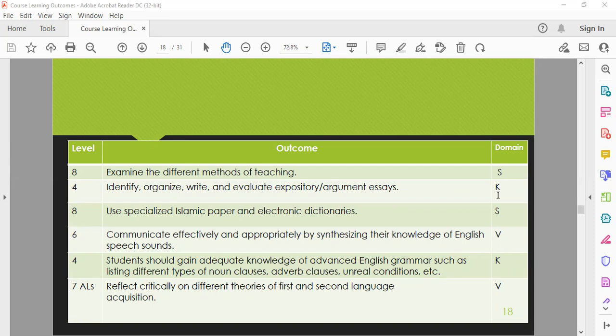Okay, for this next one, it is at level 7, applied linguistics. Reflect critically on different theories of first and second language acquisition. And this is at the level of values. Yes, doctor. Doctor, I think this outcome should be under knowledge domain, maybe. Okay. Yes, it could be knowledge. Because of the verb, doctor, here to reflect. Yes. And we are talking about theories as well. So I think it should be under knowledge domain, rather than a value.